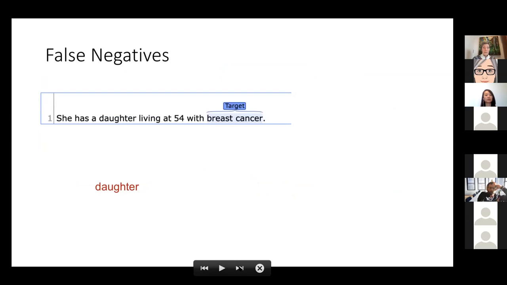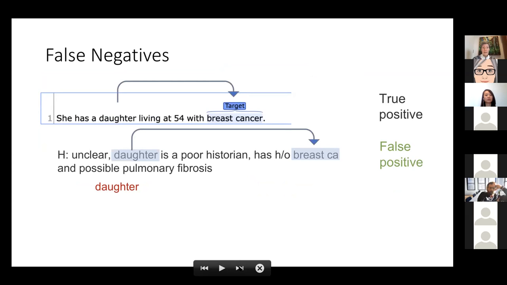Okay, so here's another false negative. We've got, has a daughter living at 54 with breast cancer. So, okay, I need to add daughter. I hadn't thought about daughter before. So I'm going to add daughter to the dictionary. And that fixes that case.